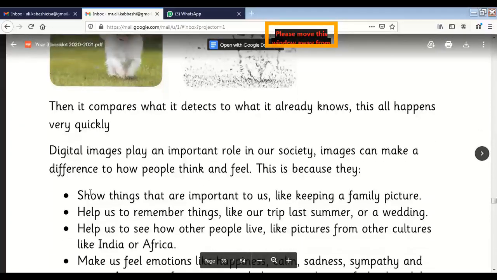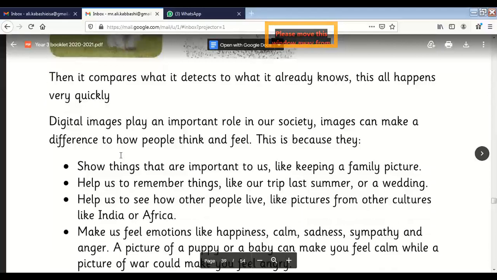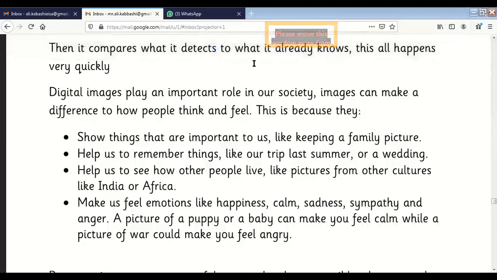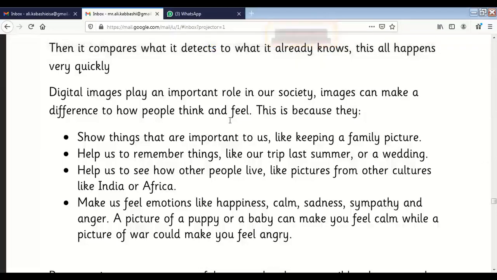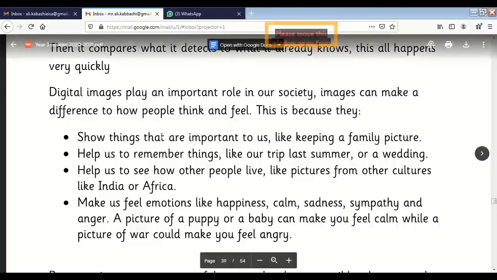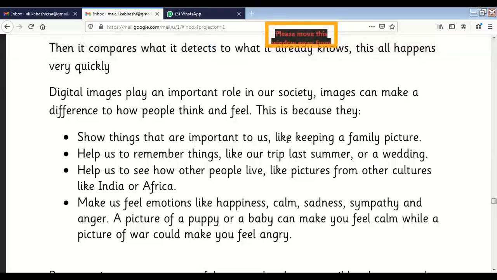Digital images play an important role in our society. Images can make a difference to how people think and feel. This is because of four things. The first thing is that it shows things that are important to us, like keeping a family picture or a picture of you with your friends. It also helps us to remember things like our trip last summer or a wedding or a family reunion.